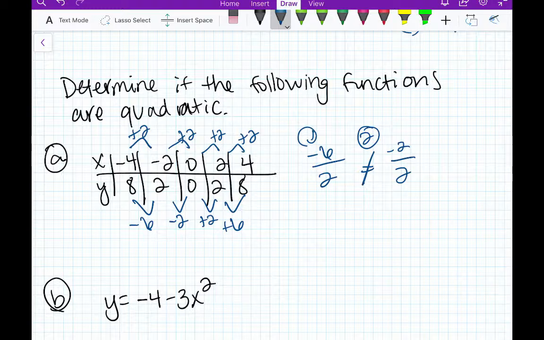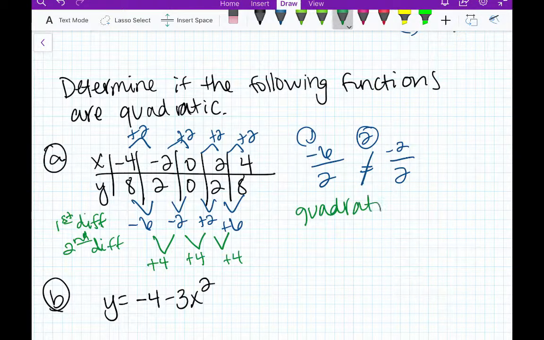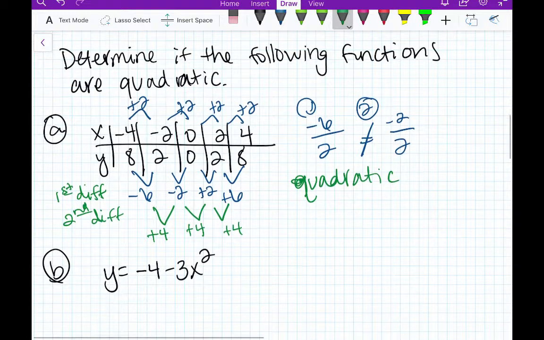Now, how do we know for sure that it's quadratic? We know that it's quadratic because we're going to find what is called the second difference. So I'm going to find the difference in the first difference. This is my first difference, these 4 numbers, and this is going to be my second difference. If the second difference is the same, then it is quadratic. From negative 6 to negative 2 is plus 4. From negative 2 to positive 2 is plus 4. And from 2 to 6 is positive 4. So this is indeed a quadratic function because the second difference is the same.